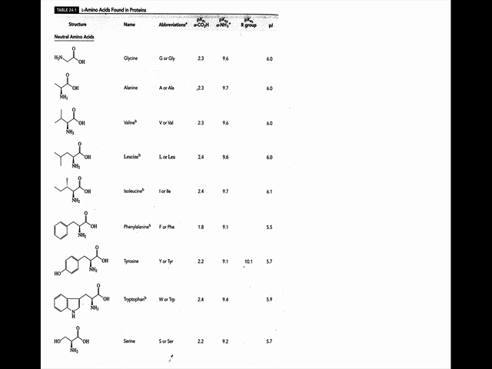In these types of tables, you'll see the structure. And you'll also see the abbreviations. You'll see the pKa values. And you'll see this thing called pI, which we'll talk about in just a moment when we talk about titrations. So the pKa of the alpha carboxylic acid, the pKa of the alpha amino as the ammonium salt. So you'll see those values.